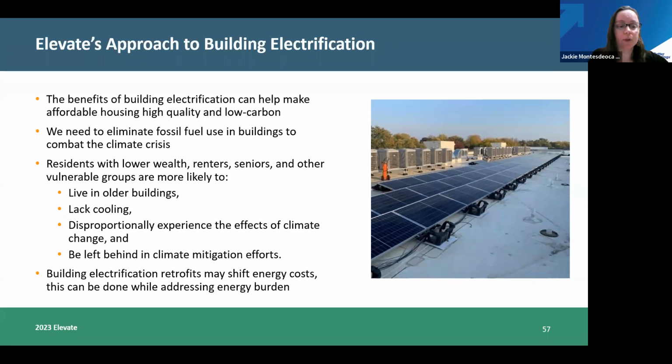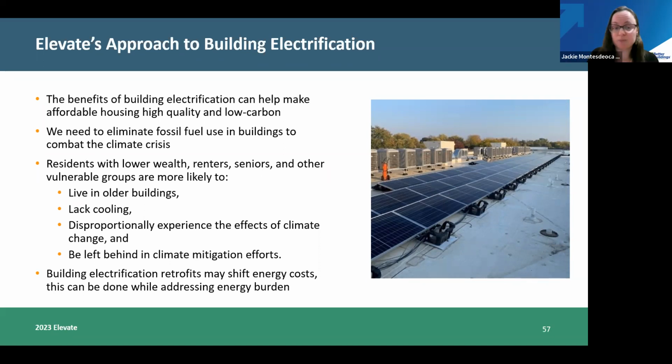So we're thinking about how building electrification retrofits shift energy costs and affect these groups, and also how we put them at the front of the line in access to resources and new technology in this effort to decarbonize our buildings. So I'll talk a lot about energy costs and savings in our case studies, and keep in mind when I'm talking about energy burden, that's when more than 8% of your income is in utility costs. And we're really focused on doing electrification in a way that does not increase burden for owners and tenants.